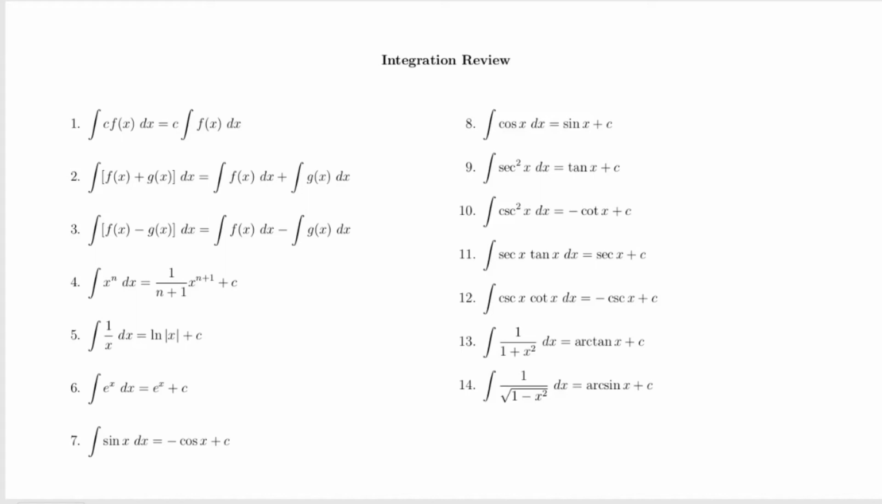I'll briefly mention the last two. It's important to understand that the derivative of the arctangent, the inverse tangent of x, is 1 over 1 plus x squared. So the integral of 1 over 1 plus x squared with respect to x is the arctangent of x plus a constant. That one shows up all the time.